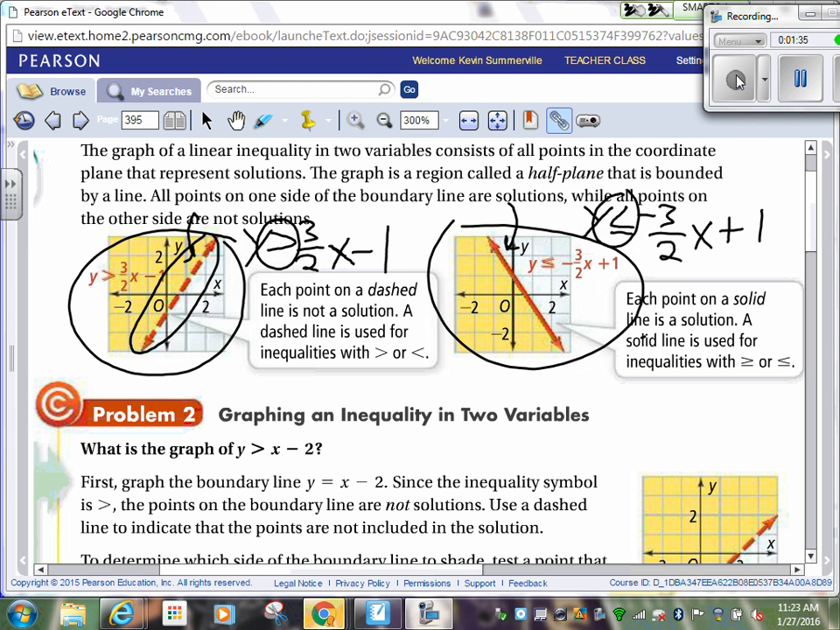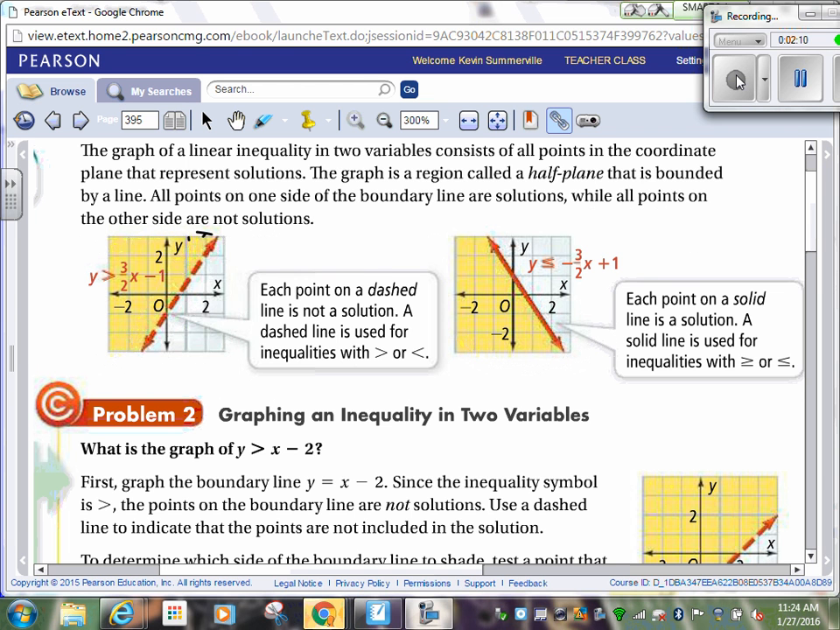What do you notice about this inequality and that inequality? What's the difference with those two inequalities? You notice that one inequality has a line underneath it, and the other one doesn't. This one has a line underneath it. If you have a line underneath, you're going to have a solid line. If you don't have a line underneath, it's going to be a dotted line. So those are the two things I want to make sure that you understand from these two equations.